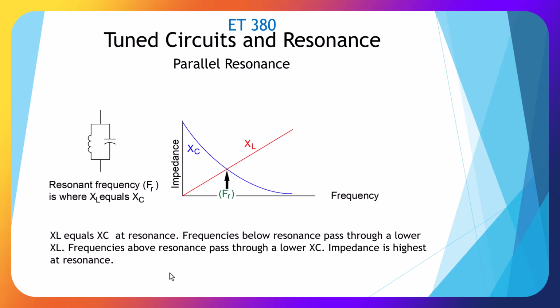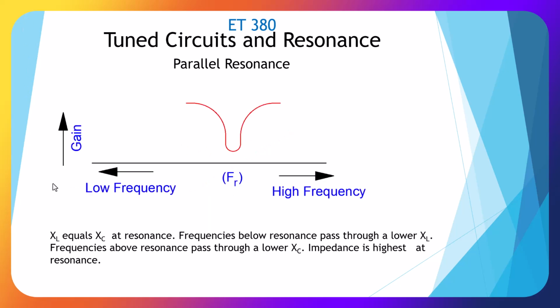Frequencies below resonance pass through a lower X L. Frequencies above resonance pass through a lower X C. Impedance is high at resonance. At parallel resonance, we form a band reject filter at that frequency. So at that point, we reject that frequency.